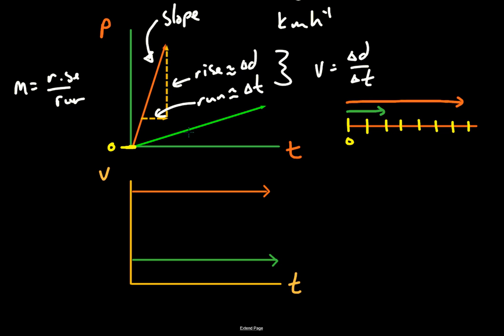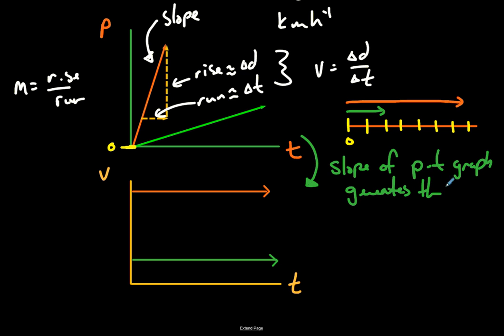It's unchanging because the slope over here never changes. It's unchanging because we've defined this problem by saying these just travel at constant velocities the whole time. So what we're doing here, in essence, although it seems quite simple, is translating one type of graph into another type of graph. So the way to say this then is to generate a velocity time graph, we use the slope of a position time graph generates the velocity time graph. Okay?